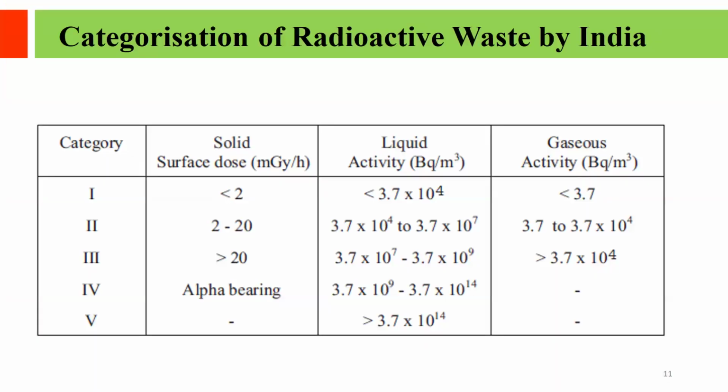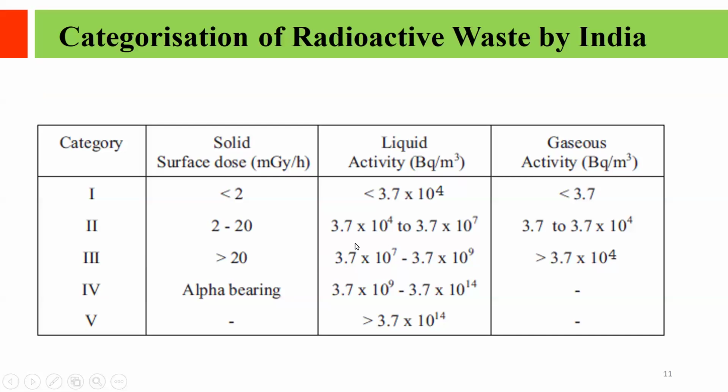Then what are the categorizations we have in our country, that is in India? We have 5 different categories for solid, liquid, and gas, depending on the surface dose or activity concentration, or activity in becquerel per meter cube. You can see the 1, 2, 3, 4, 5 categories, and a surface dose which is more than 20 milligray per hour comes under category 3.